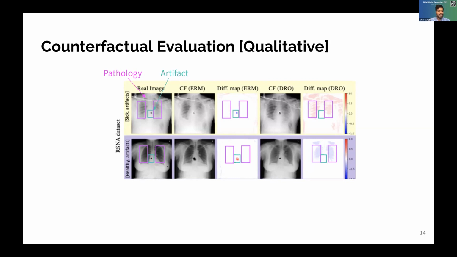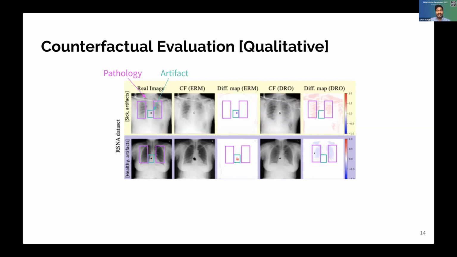Similar is the case where the original image is of a healthy subject, and in trying to make this patient sick, the black dot is enlarged, which again shows that this black dot is what is responsible for making this person healthy.